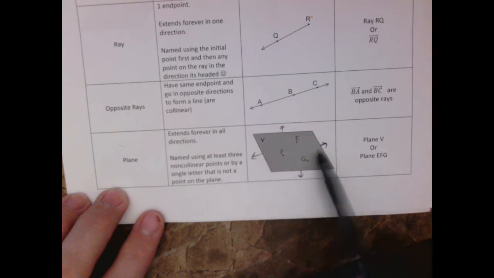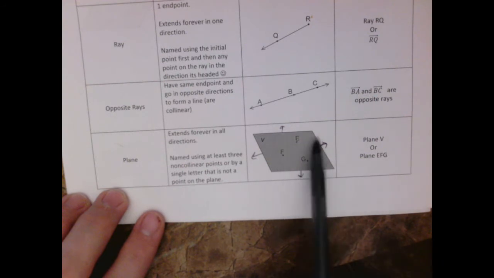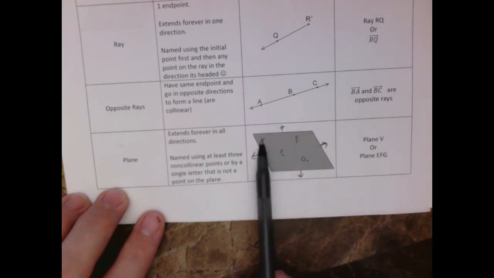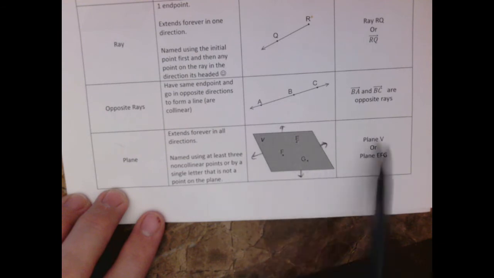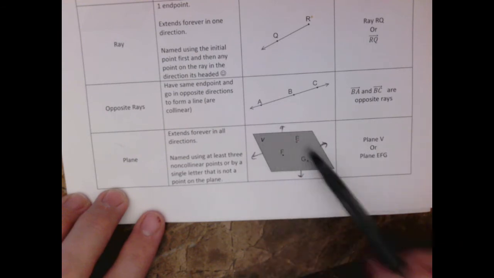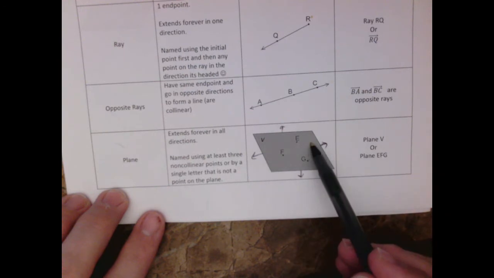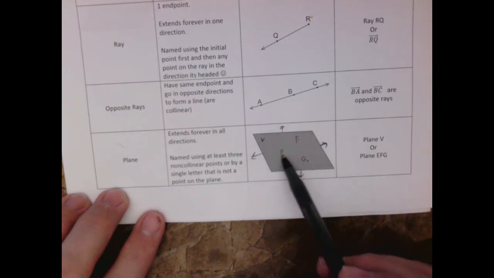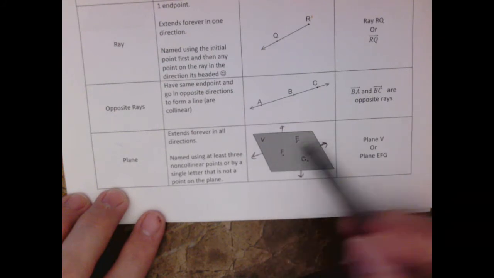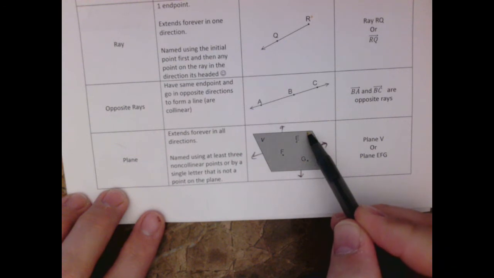Okay. So within the plane, you can have all sorts of things: points, lines, rays, segments, all the good stuff. So this is plane V. Since there's one letter here, but it's not represented by a dot, this V is referring to the plane itself. So plane V, or you can pick any 3 points that are not in a line here, and I'll explain that after, but they just can't be in the same line, and you can name the plane that way.